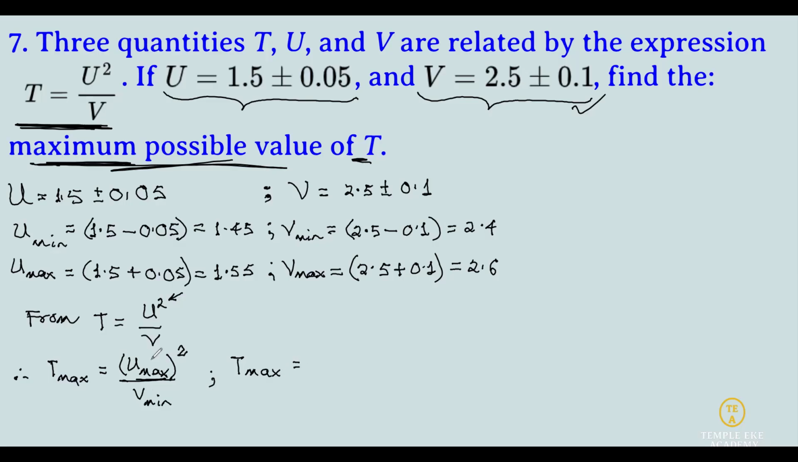And of course, T max is going to be given by, let's substitute the values. U maximum, let's pick up the U maximum, 1.55. And we want to square this value, divided by V minimum, the minimum value of V, which is 2.4. With an electronic calculator, this can easily be done. So T maximum, when we evaluate this using a calculator, we have 1.00 to 2 decimal places, respecting the bigger number of decimal places, 2 decimal places, in the given values. And that is our final answer.